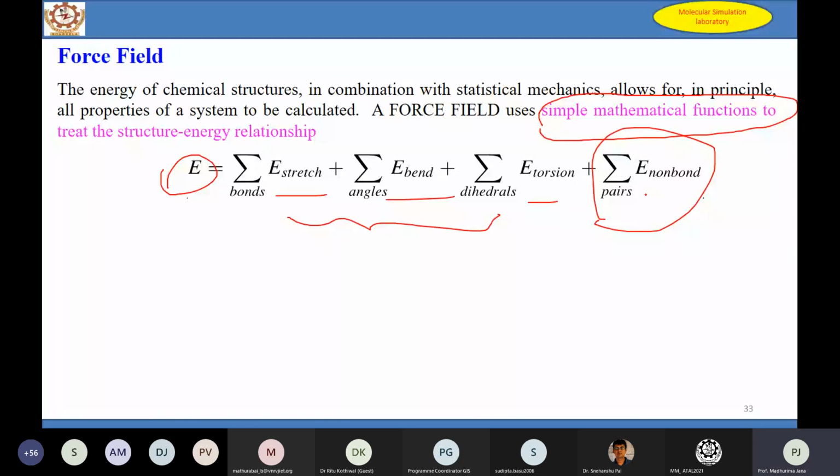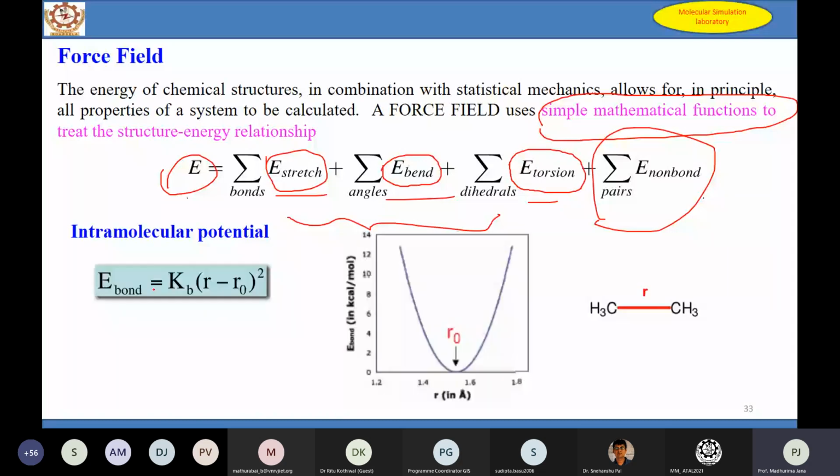Here, this is the energy associated with bond stretching, this is the energy associated with angle bending, and this is the energy associated with the change of the torsion angle, that means the dihedral angle. As I told, stretch, bend, and torsion are the intramolecular interaction potentials. The potential form is E equals K times (R minus R naught) squared, where R naught is the equilibrium bond length, R is the instantaneous bond length, and K_B is the force constant related to the bond stretch.